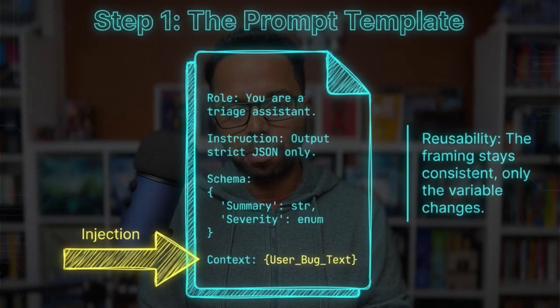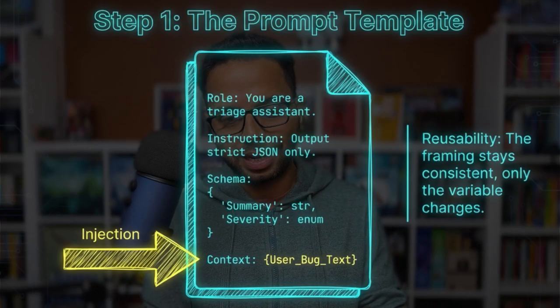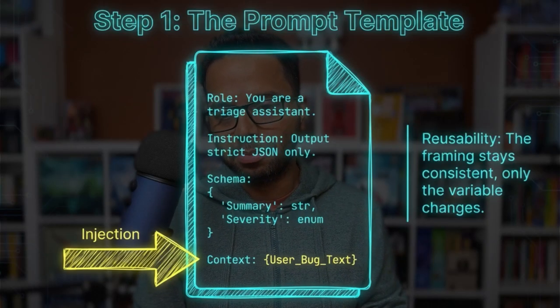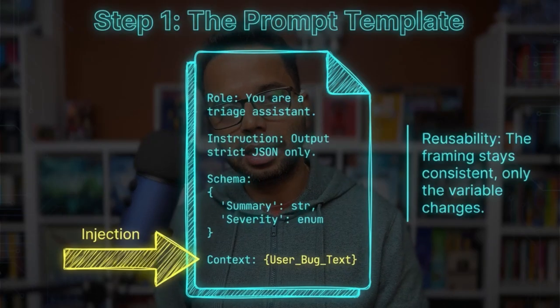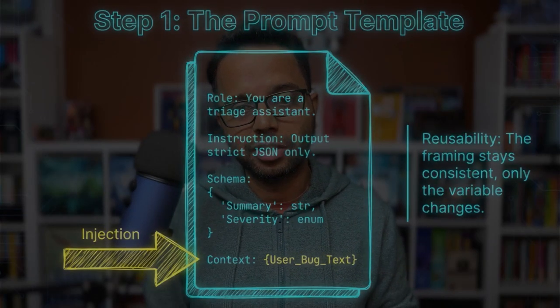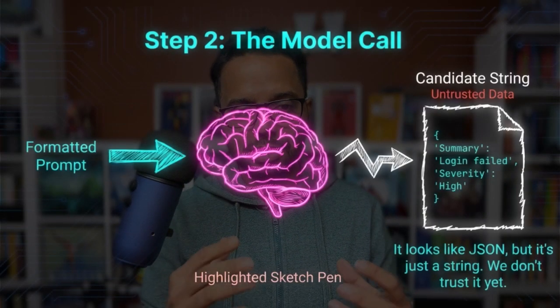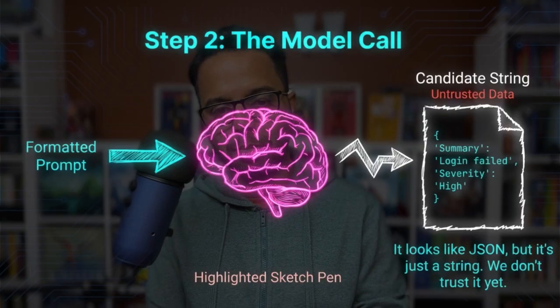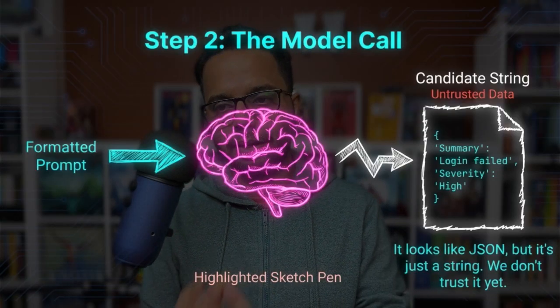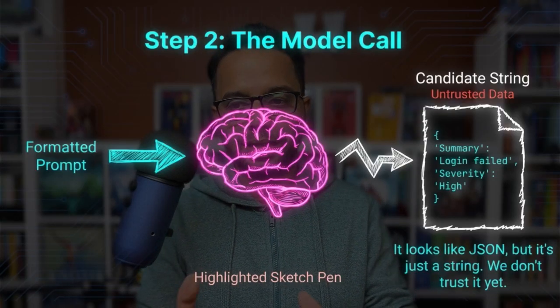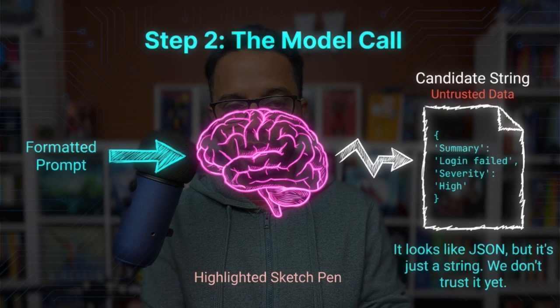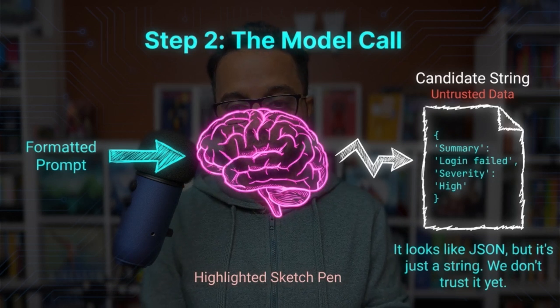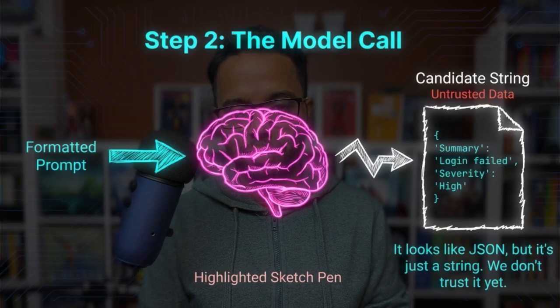And these prompts become reusable. So the user bug text that you see is coming dynamically when the application is running. Step 2 is the model call. This formatted prompt goes to the model, and the model gives a candidate string with the stuff that was asked in the prompt. It looks like JSON, but it's just a string. We don't trust it.